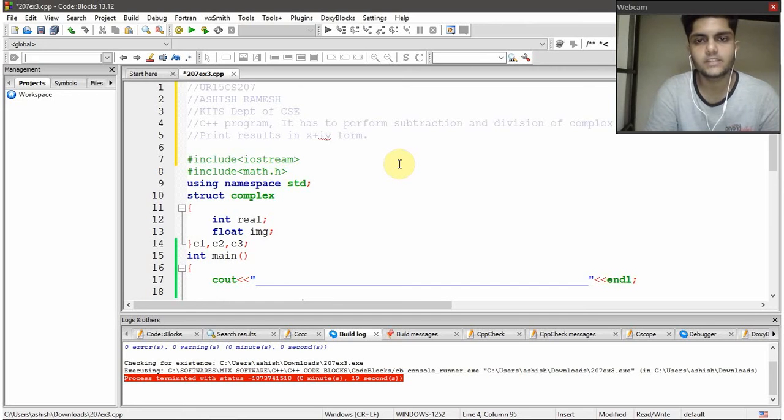C++ program, that is to perform subtraction and division of a complex number using structures and then to print results in x plus iy form, and all other details are here in the comment section.